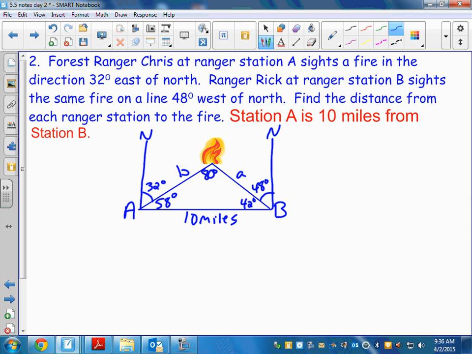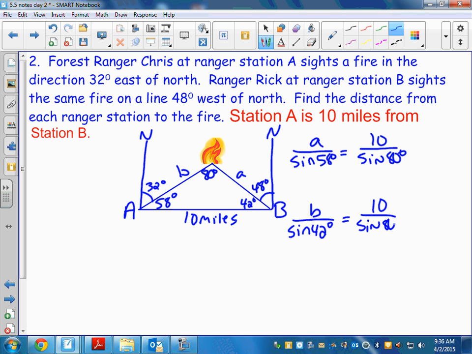So I think we need to find both A and B. And again, we need to use law of sines here. So I could say A over sine of 58 degrees equals 10 over sine of 80 degrees. And I'm going to go ahead and set up B also. B over sine of 42 degrees is going to equal 10 over the sine of 80 degrees. And like most story problems, the setup is the most important. It's harder when they don't give you a picture to look at and you have to draw your own picture.